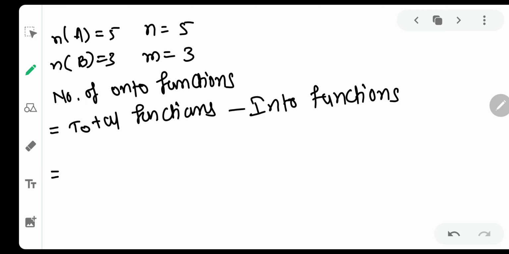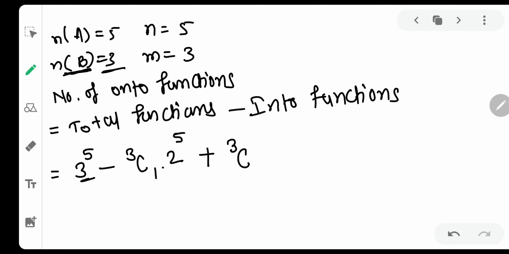So the trick is, you say 3 raised to 5, which is total functions, minus, imagine how many elements there are in the codomain, which is B. There are 3 elements. So 3C1 into, reduce this 3 by 1, 2, and again raised to 5 you give. Then you write down plus 3C2, then reduce this 2 by 1 and write down 1 raised to 5. Then you write down minus 3C3, reduce this 1 by 0 and raised to 5. That is how you do it.